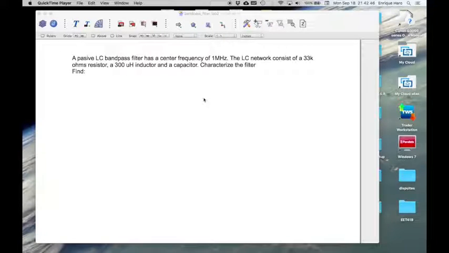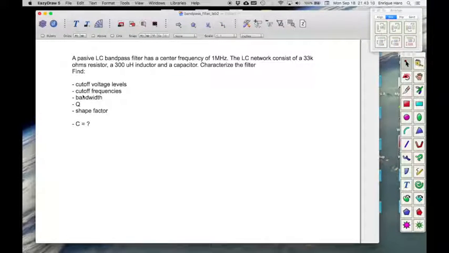A passive LC bandpass filter has a center frequency of 1 MHz. The LC network consists of a 33K ohm resistor, a 300 microhenry inductor, and a capacitor. Characterize the filter. To characterize the filter, we need to find the following: the cutoff voltage levels, the cutoff frequencies, bandwidth, Q, and the shape factor. But in order to find these characteristics of the filter, we need to find first the capacitor.